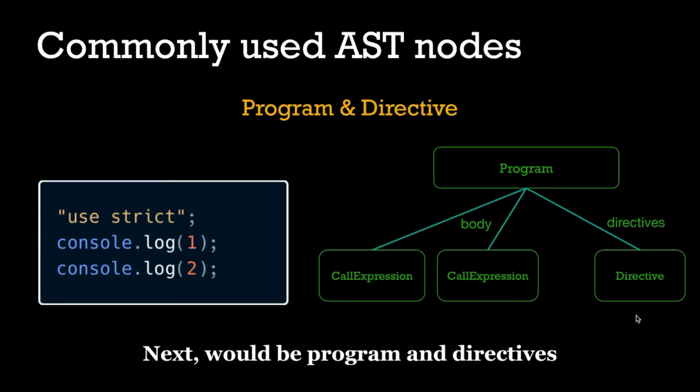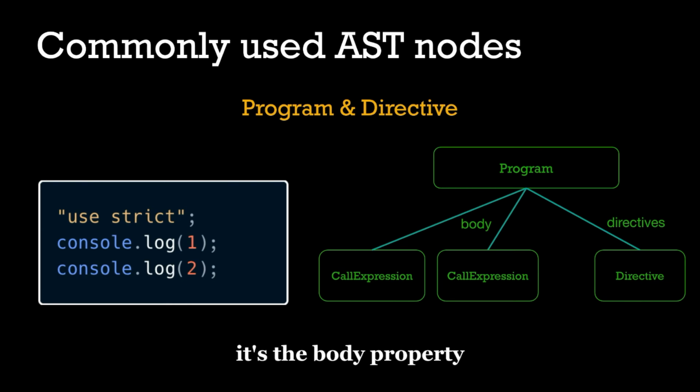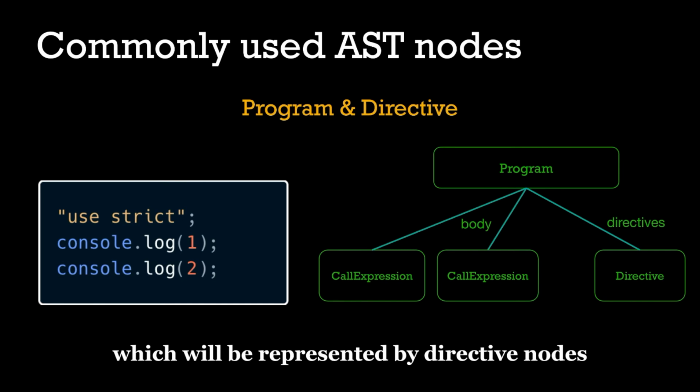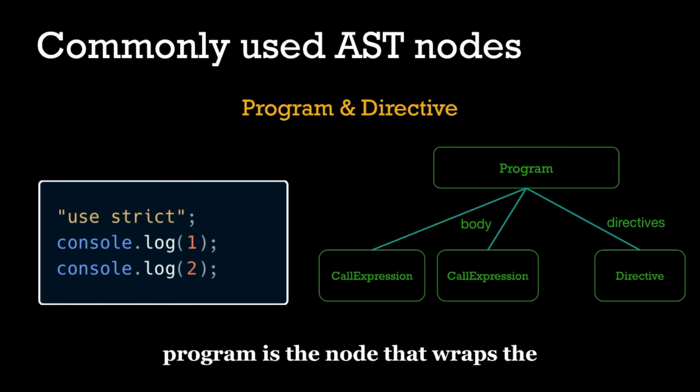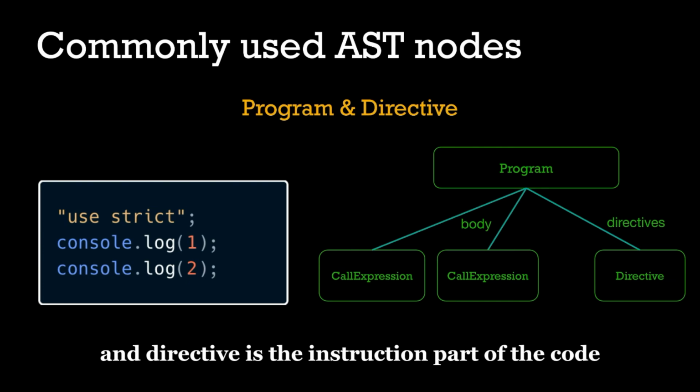Next will be program and directive. Program is a node representing the entire program. Its body property represents the program body and stores the statement array. There is also the directive property, which stores directive nodes such as use strict. Program is the node that wraps the specific execution statements, and directive is the instruction part of the code.